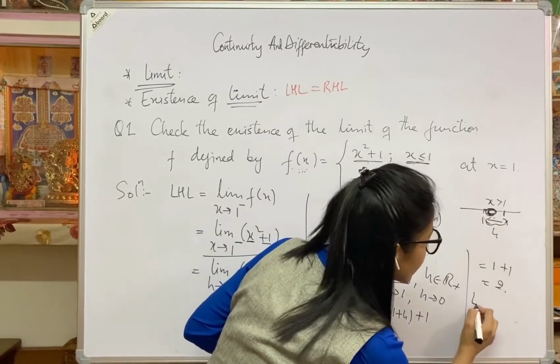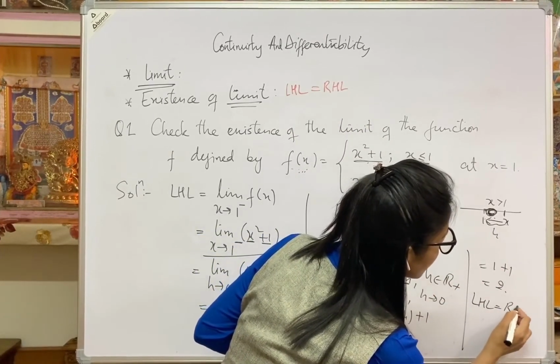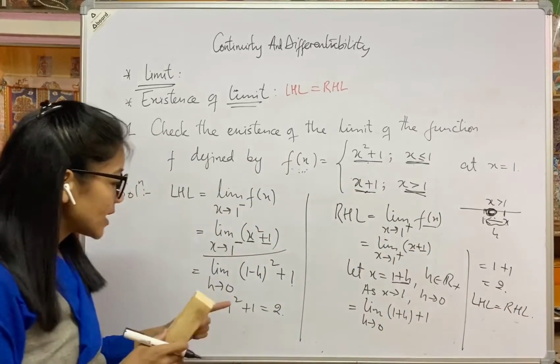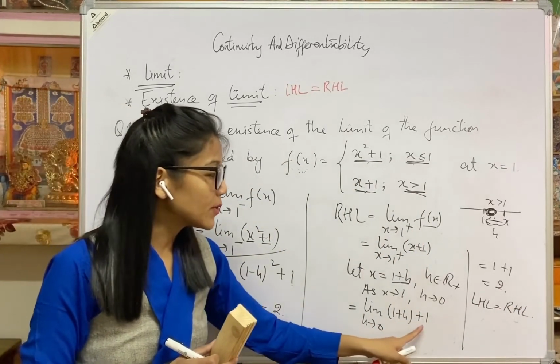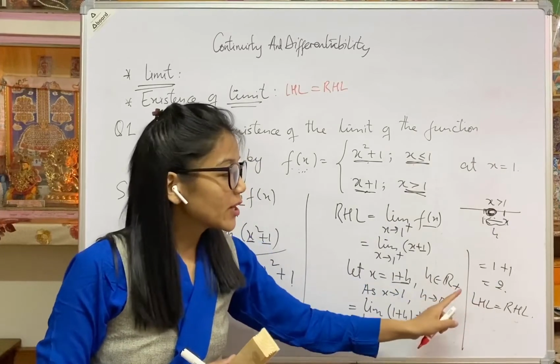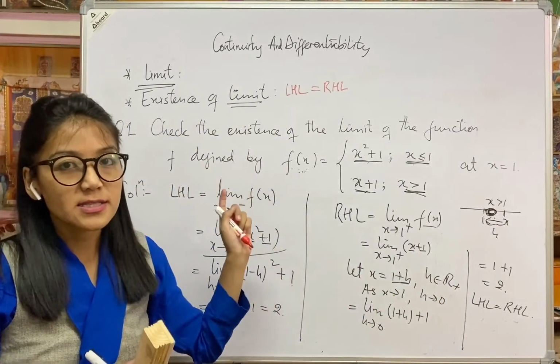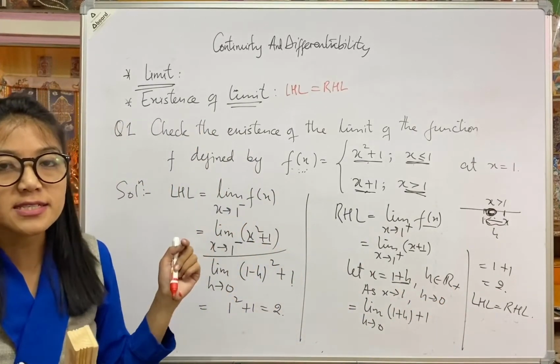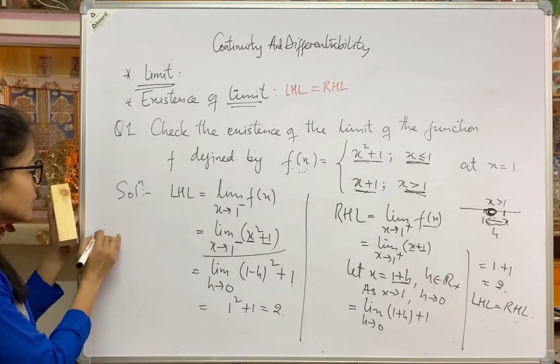Okay, now what do we have? Left hand limit is equal to right hand limit. The left hand limit we got 2, the right hand limit we got 2. So therefore the limit of this function exists. In this way you will check the existence of the limit. So at last you have to conclude this.